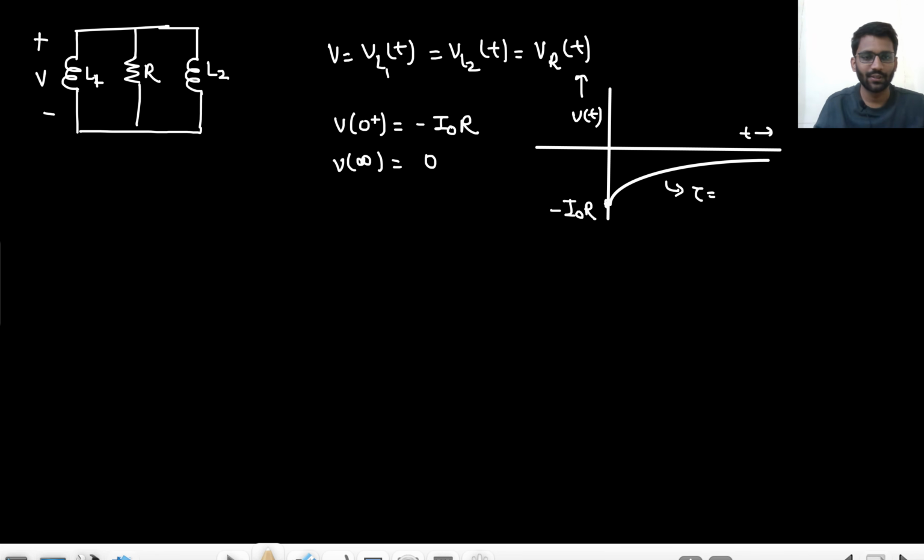Okay, so what was the time constant? Time constant was L1 L2 upon L1 plus L2, divided by R. So this is what was happening for voltage. Now let's take the third circuit.